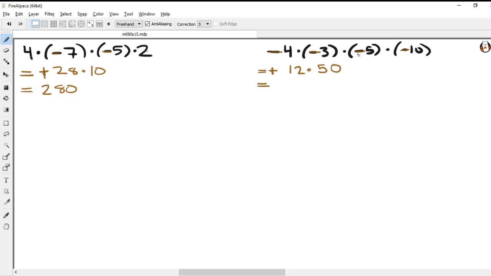Actually, let's just treat this as 12 times 5 and then times 10, because I happen to know that 12 times 5 is 60. And if I want to multiply 60 by 10, I stick an extra 0 on it. So 600 is that product. Great.